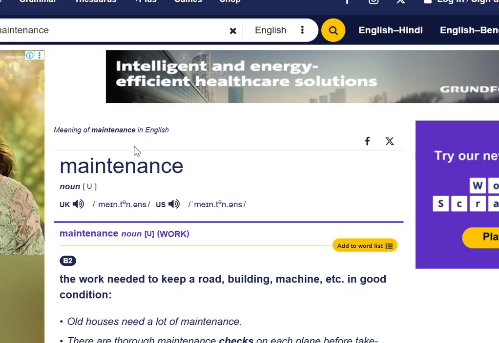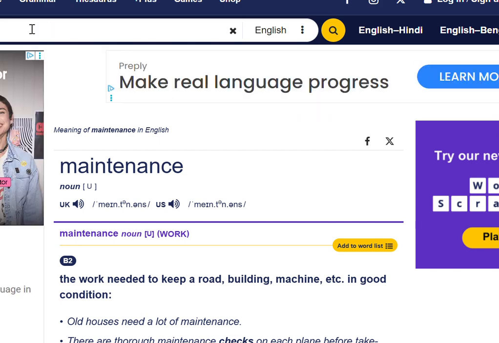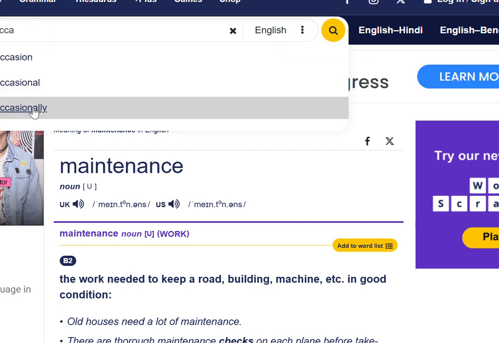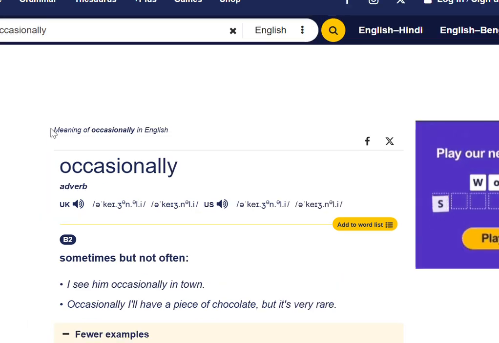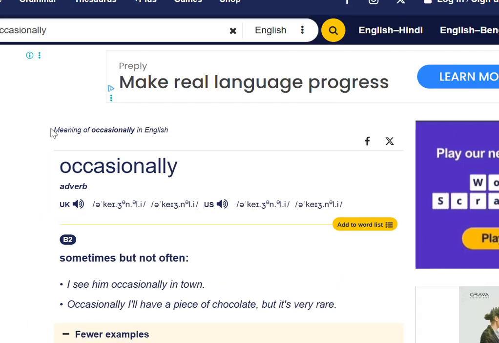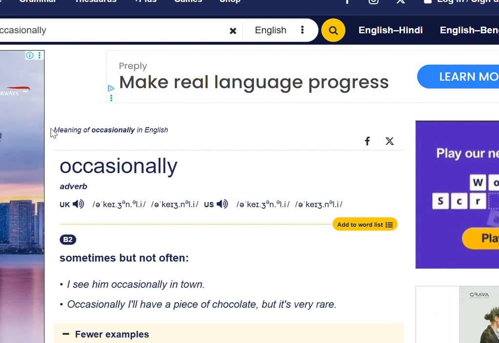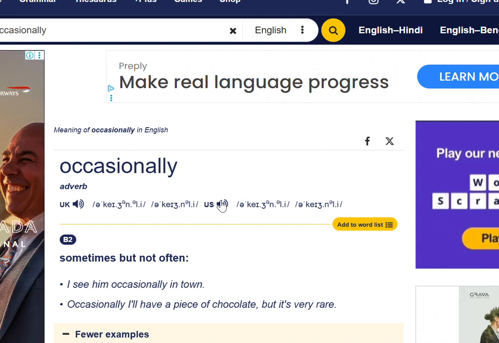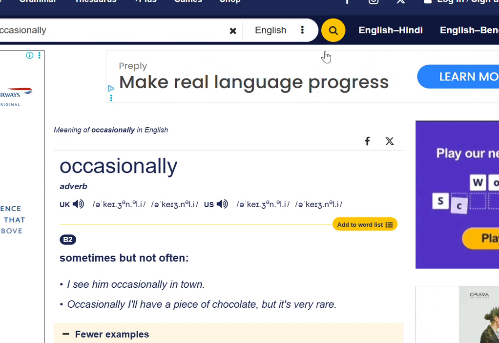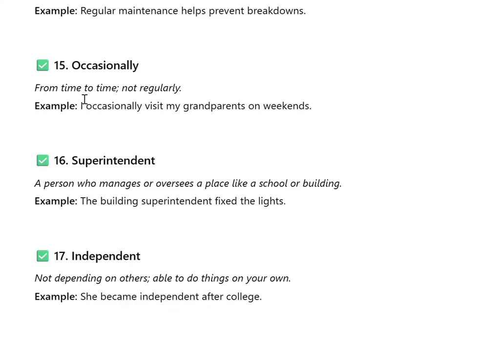And the next word is occasionally. This is really a good word. It's a very professional way to say it. This is an adverb. If you look at the pronunciation, the stress is on the second syllable. Occasionally. You see it? Occasionally.